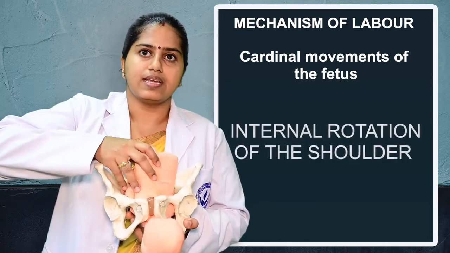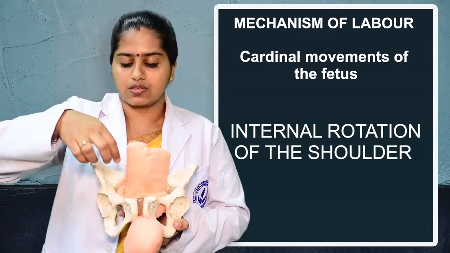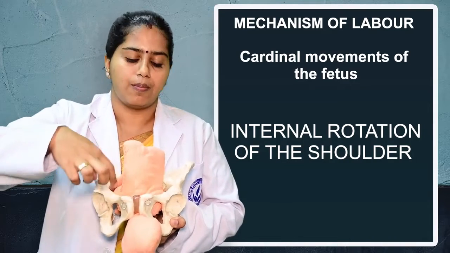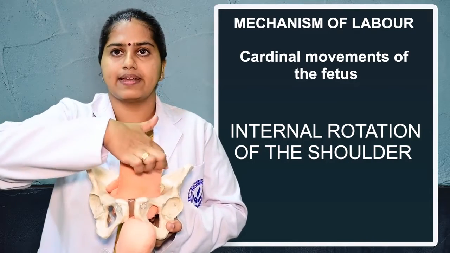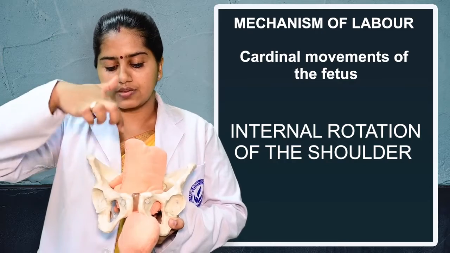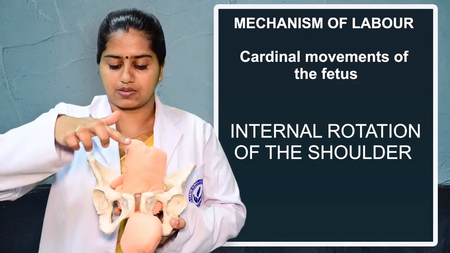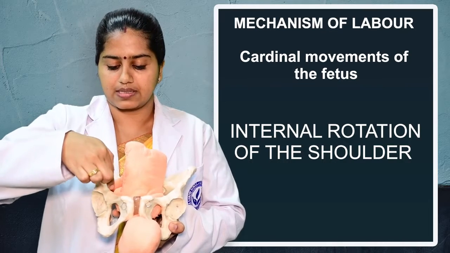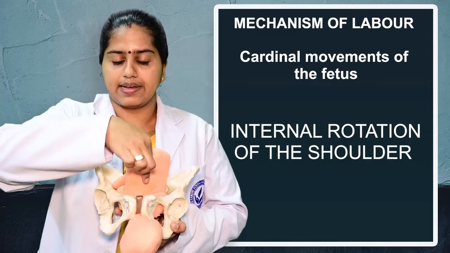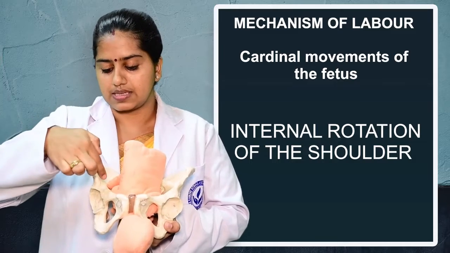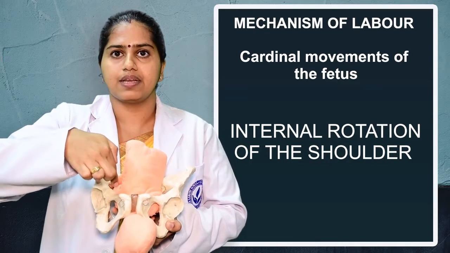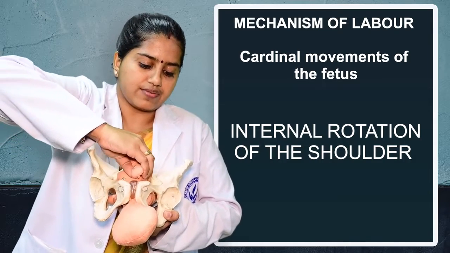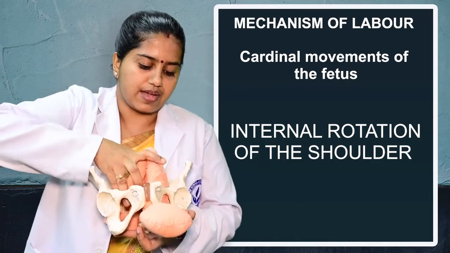So the next movement is internal rotation of the shoulder. So where is the shoulder lying? Now the shoulder is lying in the opposite oblique diameter, that is the left oblique diameter of the maternal pelvis. So according to the first principle, descent takes place throughout the labor. Second principle, whichever part comes and meets the pelvic resistance will rotate anteriorly and come behind the symphysis pubis. Here the anterior shoulder comes and meets the pelvic resistance first. The anterior shoulder rotates 1/8 of the circle and comes under the symphysis pubis.